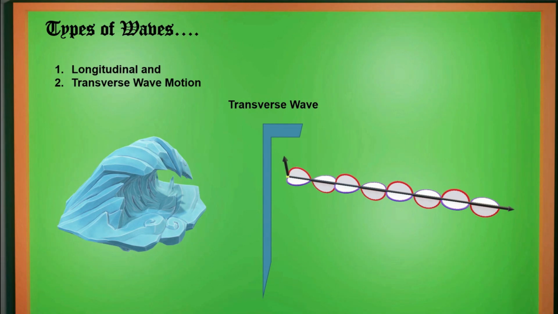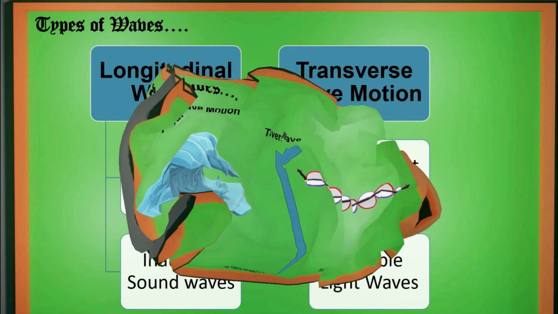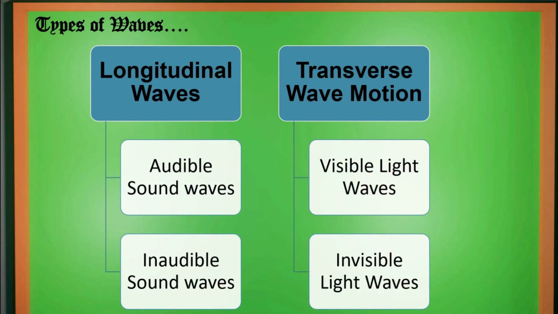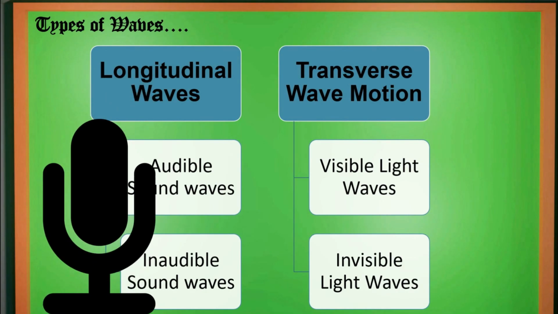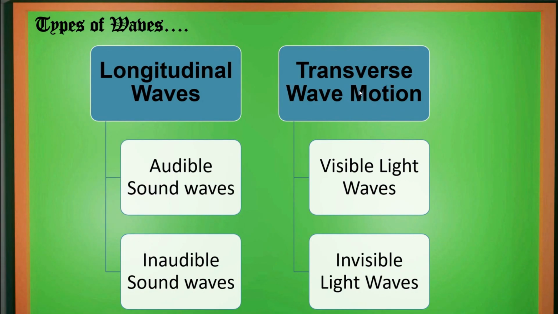What we have to remember is that we have two types of waves. One is the longitudinal wave, another one is the transverse wave. The simple thing is that longitudinal waves are the sound waves. Transverse waves are the light waves.